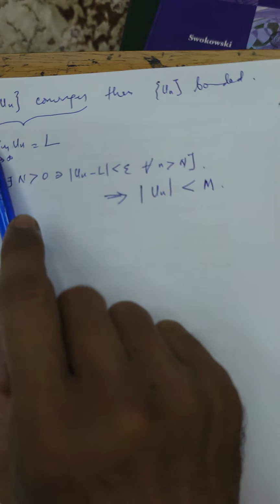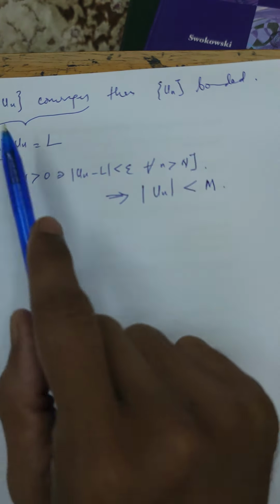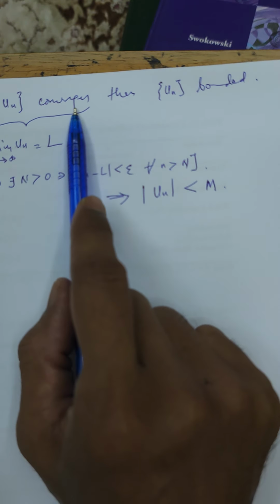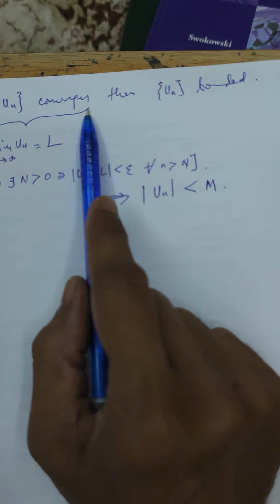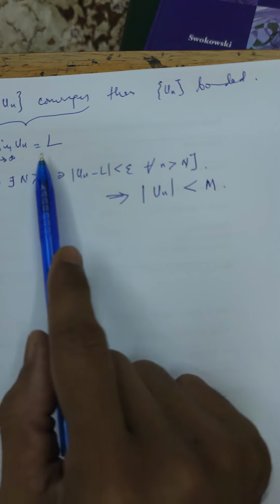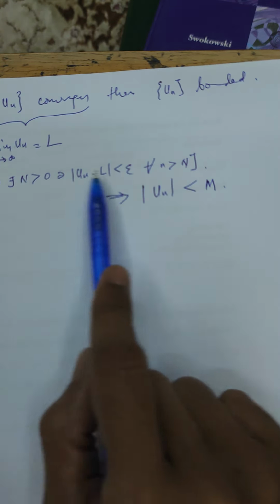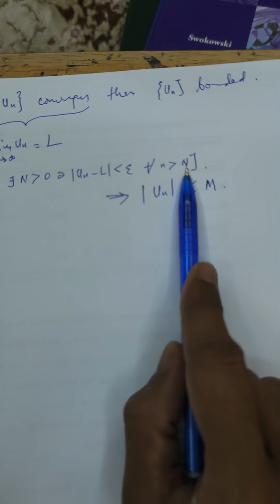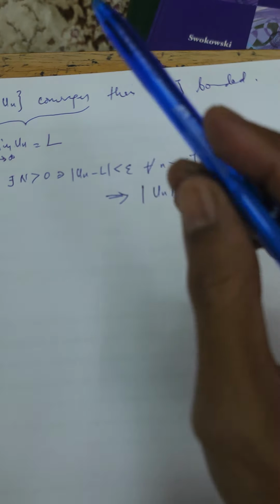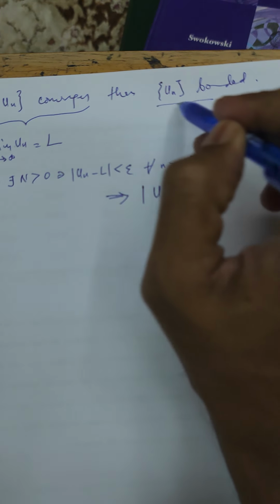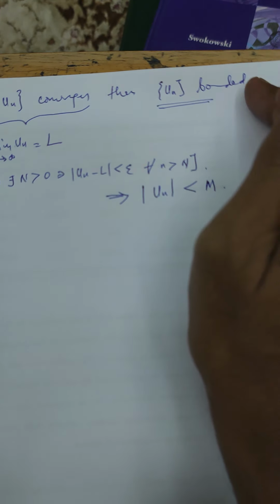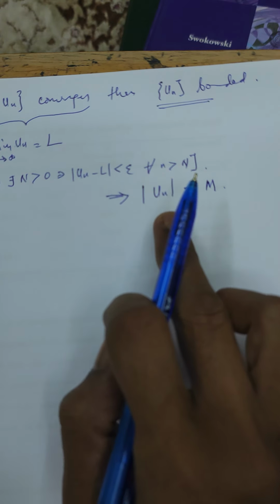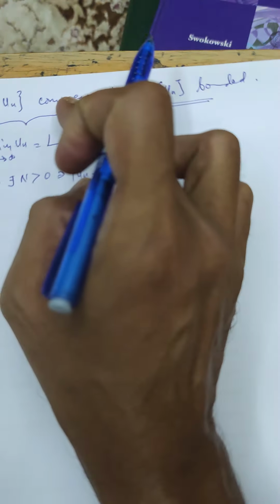Alright, so let me repeat that. This theorem says that we have our assumption that un is convergent, which means the limit exists. With the existence of the limit, we can use the definition of the limit. And then what we want to show is that the sequence is bounded, which means the absolute value of un is less than some number.